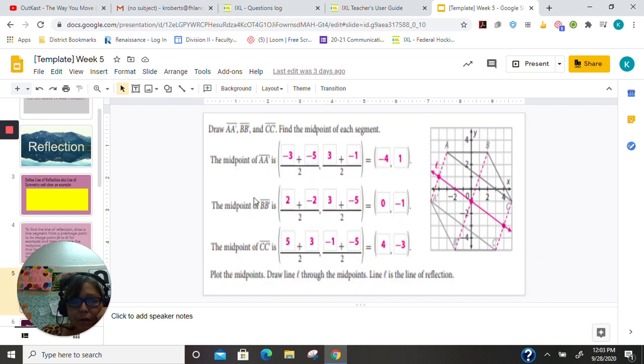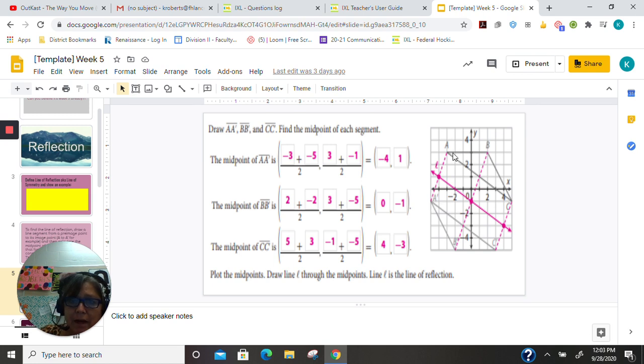Okay, and so this is what I'm talking about. Here's triangle A, B, C, and here is its reflection, A prime, B prime, C prime, I should say, over here. So here's the pre-image, here's the image. Okay, so we drew in a line from A to A prime, and then found the midpoint.